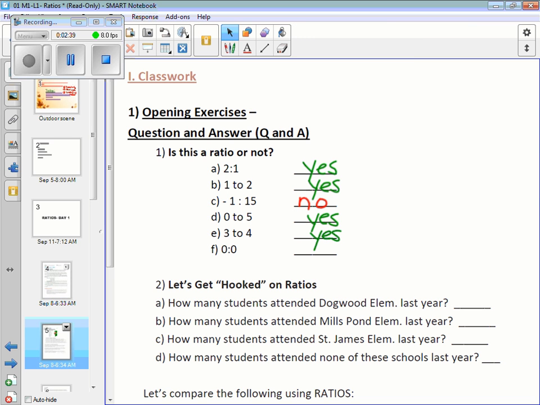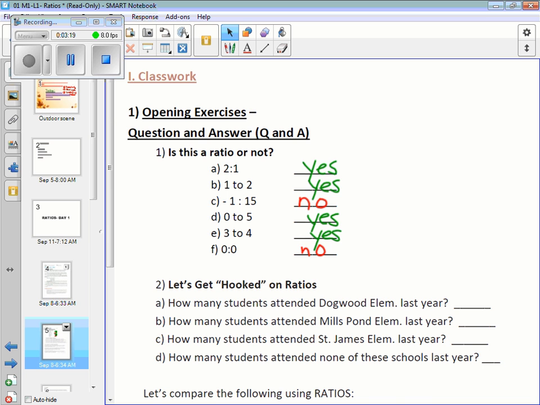And finally, 0 to 0. Kaz. Why yes? You're half right. There is an exception. Right, they can't both be 0. You can't compare nothing to nothing. It's an invalid ratio. One number can be a 0, the other can be a 0. They just both can't be 0. So we have to say no for 0 to 0. Okay? Everybody clear on that?